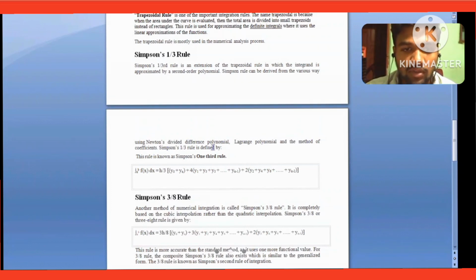Simpson one-third rule can be defined as: integration from a to b of f of x dx equals h divided by 3 multiplied by first term plus last term, that is y0 plus yn, plus 4 multiplied by the sum of all odd terms, that is y1, y3, y5, and plus 2 multiplied by the sum of all even terms. This is Simpson one-third rule, also known as the one-third rule.